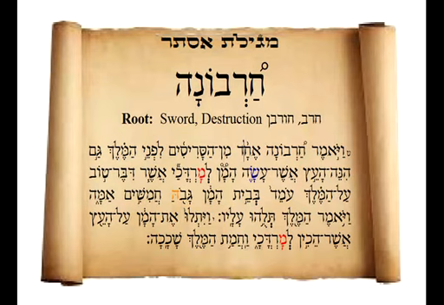The name comes from sword or destruction. As he sticks it into Haman, he brings about the destruction of Haman. In compensation for what he wanted to do to Mordecai, he's hung on the very gallows on which he intended to kill Mordecai. It becomes the place where he meets his demise.